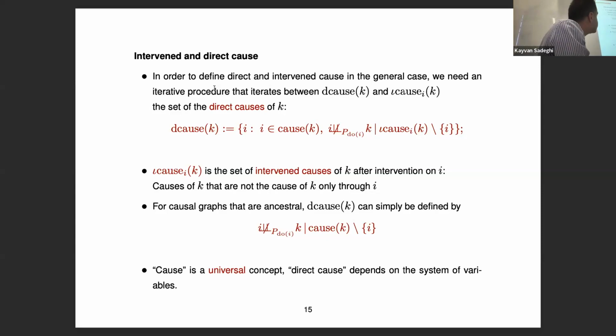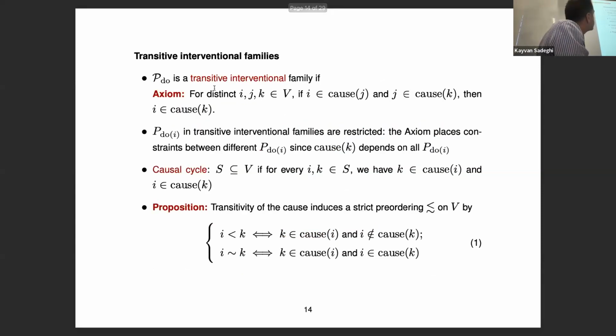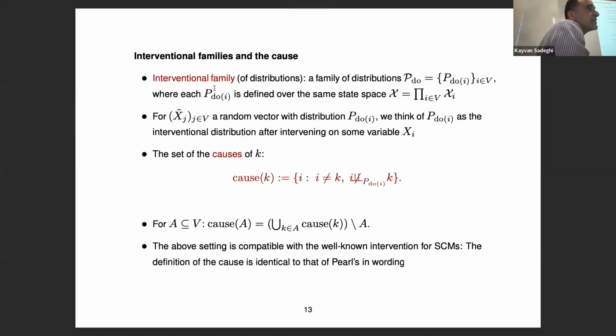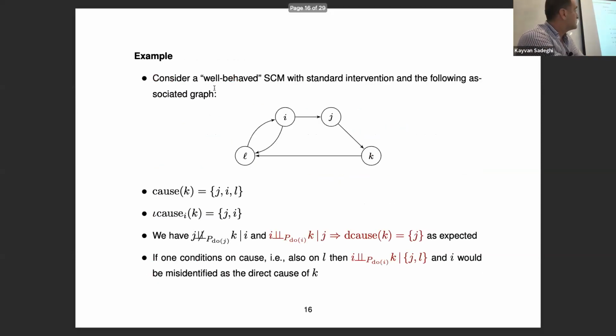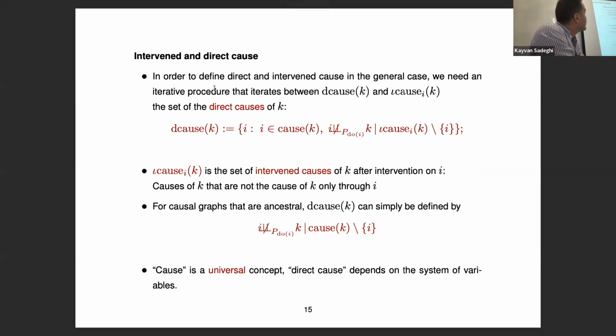And as you see, cause is a universal concept, right? It's just this marginal dependence. So no matter how large this system is, the relationship between I and K would not change because it's only this marginal dependence. Whereas direct cause depends on other causes. So if you add variables to the system, something might no longer be a direct cause, which makes sense, right? So if you have a direct cause, you can always think of putting something in between, right? So that this causes that and that causes this, right? So it's quite natural, this idea, right?